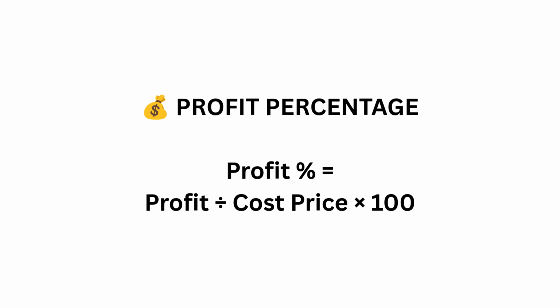Now we introduce something new, profit percentage. To find profit percentage, we divide the profit by the cost price and multiply by 100. Don't worry, we'll walk through it step by step.